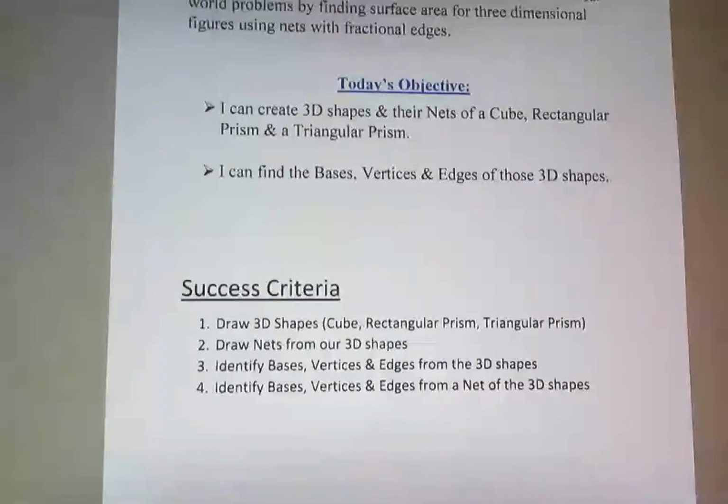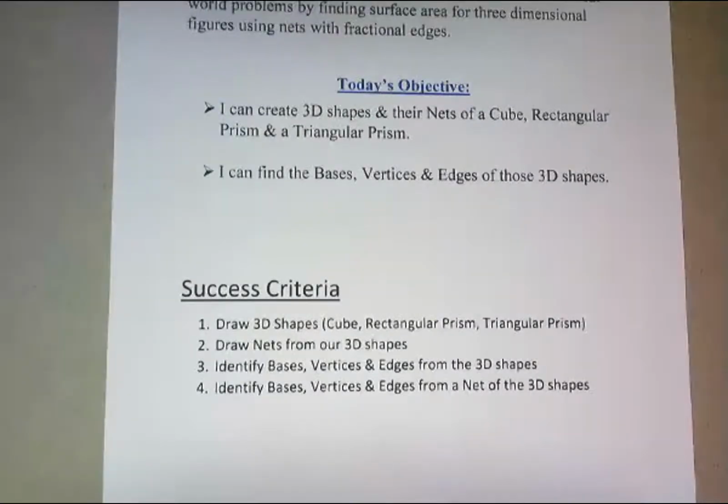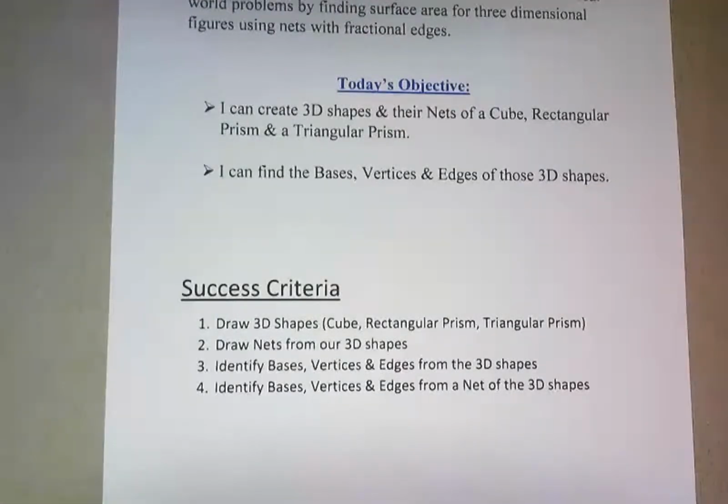Our success criteria is 1, we're going to draw 3D shapes, specifically cube, rectangular prism, and triangular prism. 2, we're going to draw nets from our 3D shapes. After that, we're going to do 3, we're going to identify bases, vertices, and edges from the 3D shapes. And 4, we're going to identify the bases, vertices, and edges of the 3D shapes.